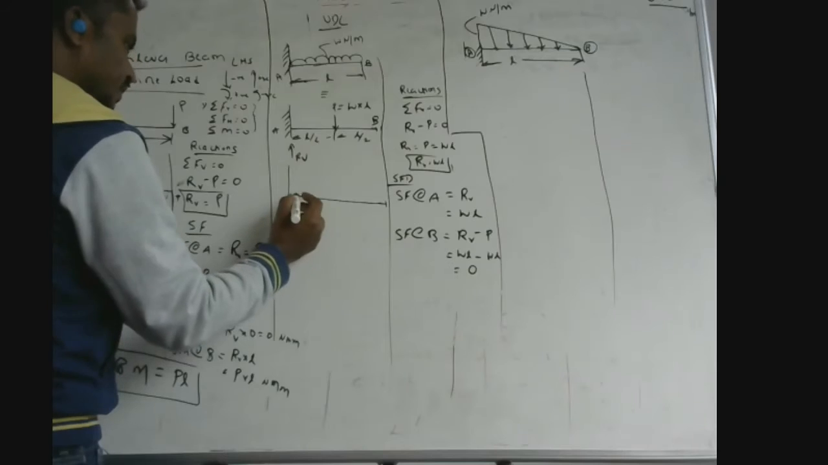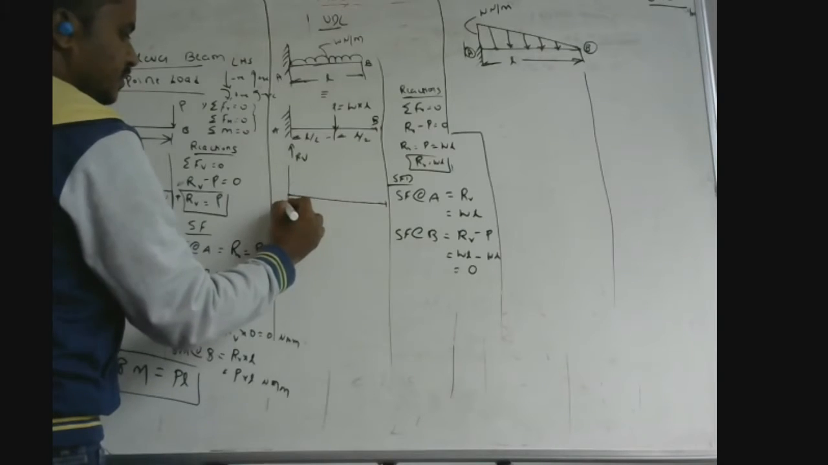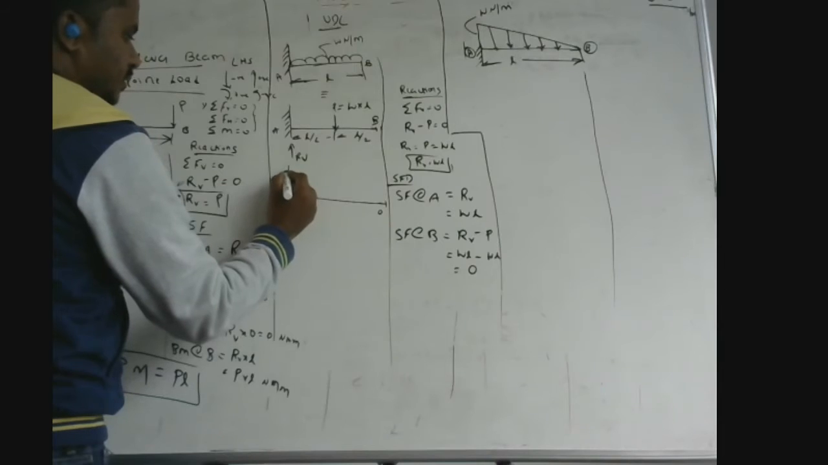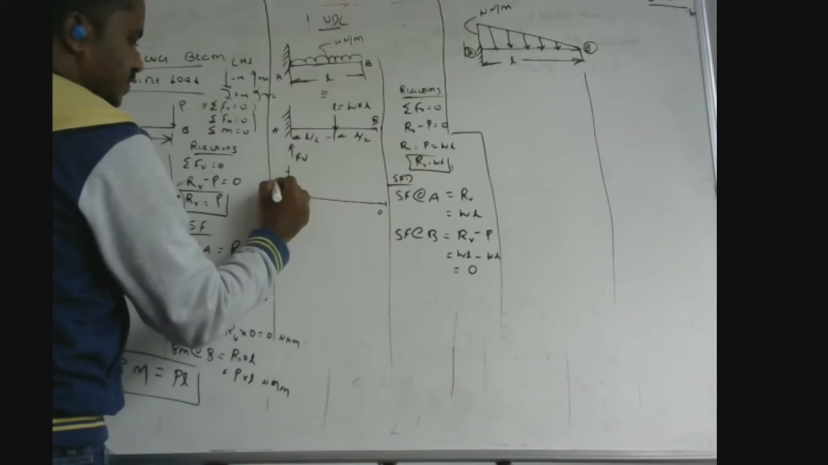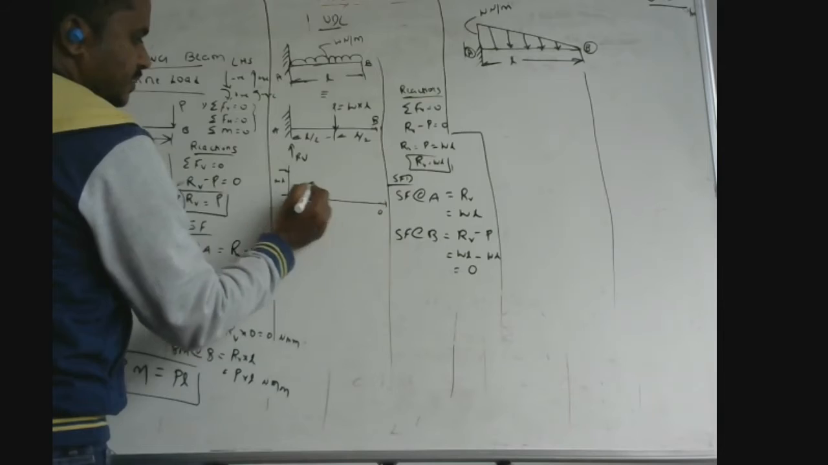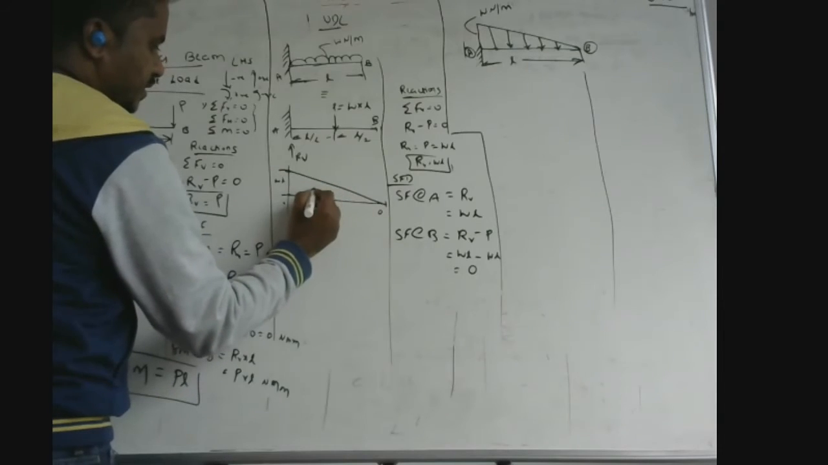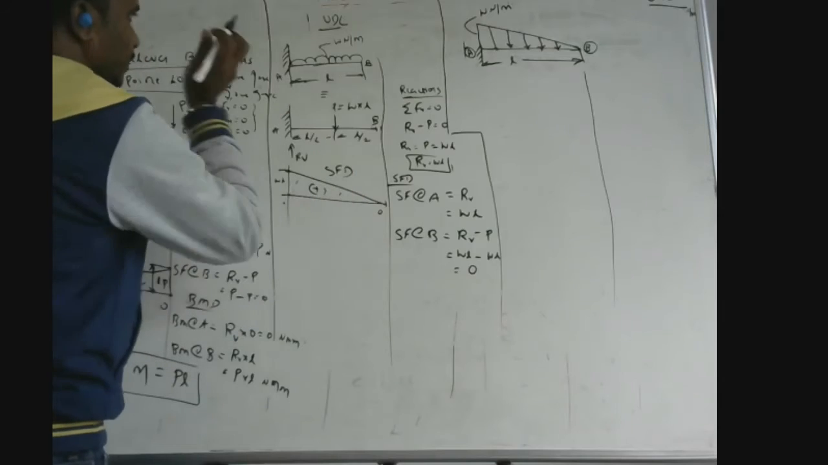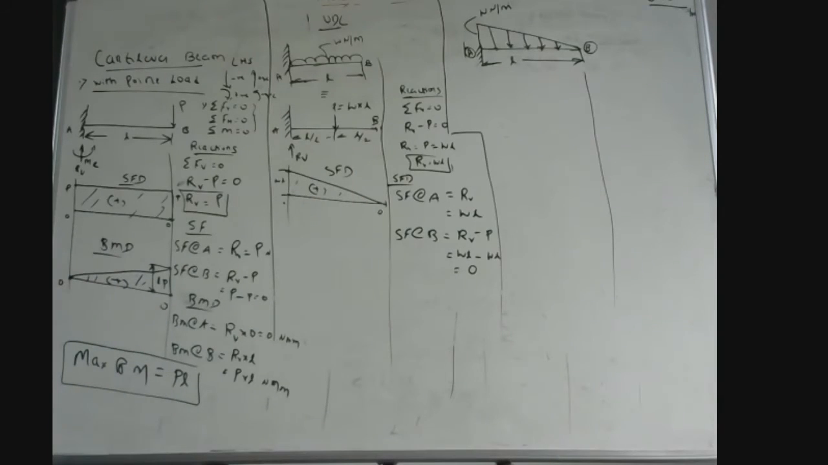Now, with respect to the baseline, shear force at A is RV, W into L, that is this much. Let us say this is W into L, and here it is 0. Therefore, the diagram will come like a triangle. This is known as the shear force diagram.